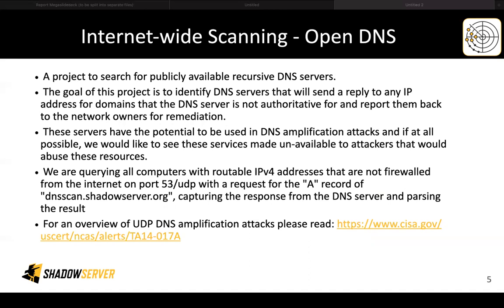Therefore, we are querying all computers with routable IPv4 addresses that are not firewalled from the internet on port 53 UDP with a specific request for the A record of dnsscan.shadowserver.org, capturing the response from the DNS server and parsing out the result. For wider reading and an overview of UDP DNS amplification attacks, please read the following URL on this slide, which will direct you to cisa.gov.